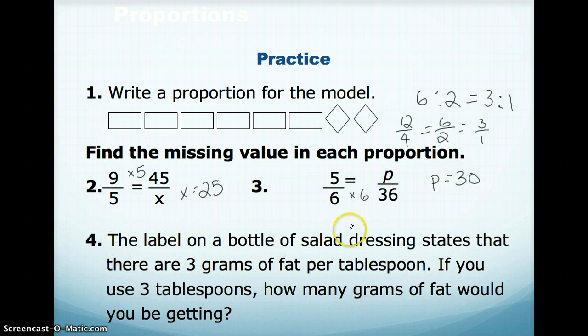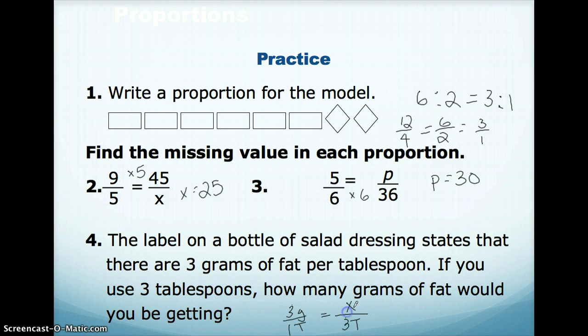The label on a bottle of salad dressing states that there are 3 grams of fat per tablespoon. If you use 3 tablespoons, how many grams of fat would you be getting? Okay, so 3 grams of fat per 1 tablespoon, right? So if you use 3 tablespoons, remember, the categories have to be the same. So if you're using 3 tablespoons, how many grams of fat would that be?